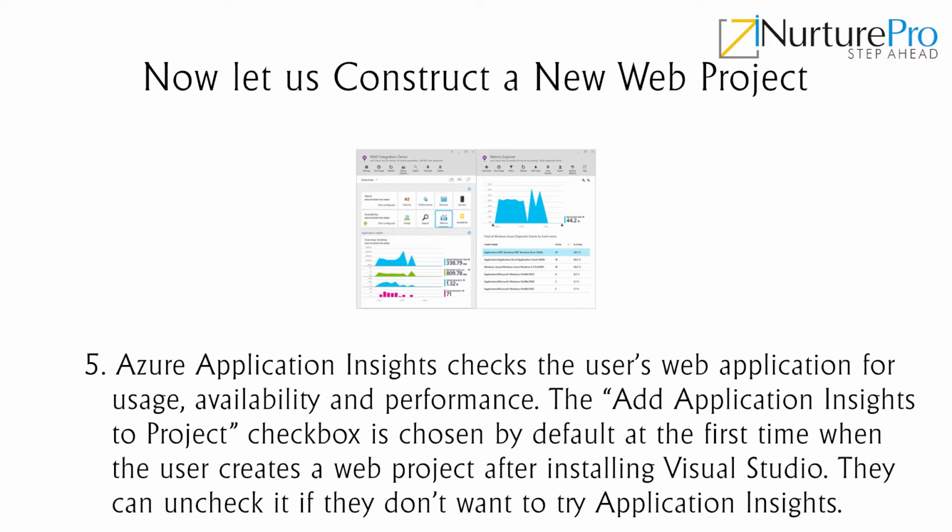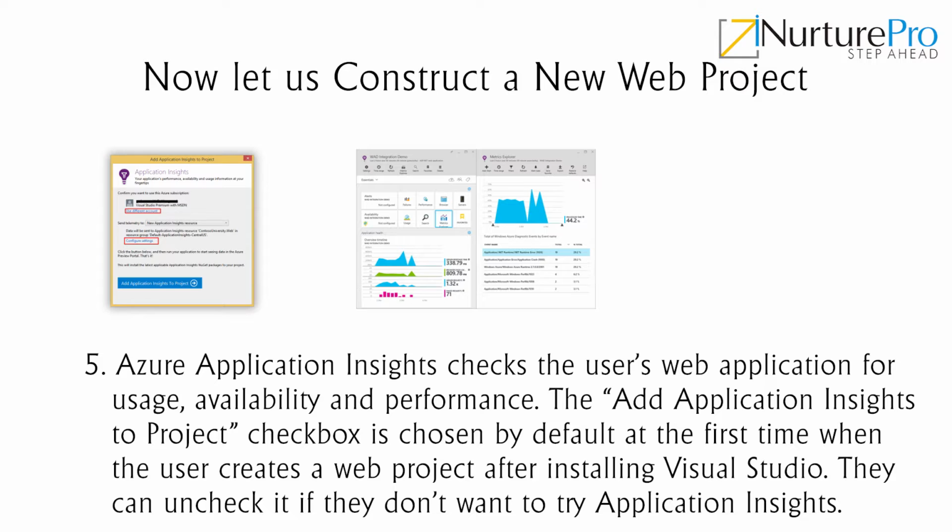Azure Application Insights checks the user's web application for usage, availability, and performance. The Add Application Insights to Project checkbox is chosen by default the first time the user creates a web project after installing Visual Studio. They can uncheck it if they don't want to try Application Insights.